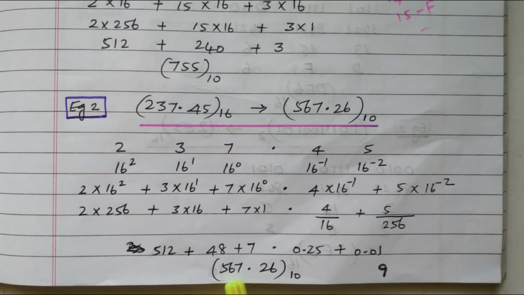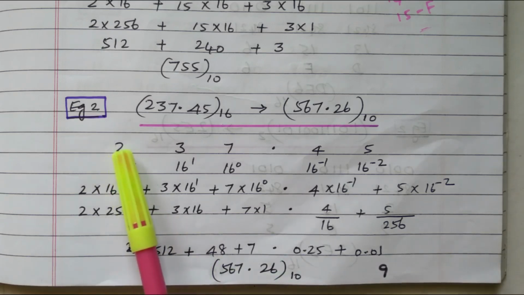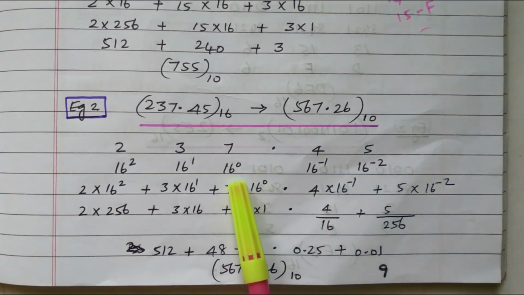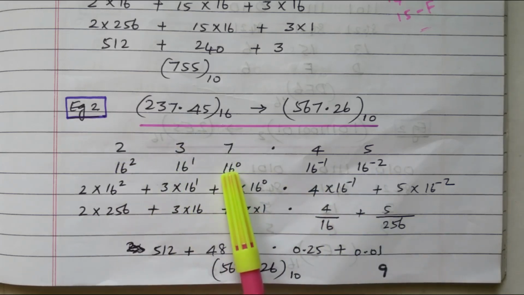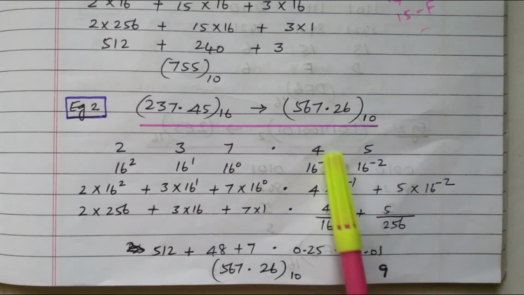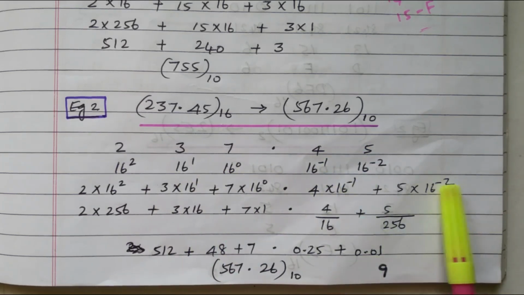The value is 567.26. So how are we doing this? The hexadecimal digits are written separately, each and every digit, and multiplied by the weightage, 16 power 0. Start from here 0, 1, 2, and on that side minus 1, minus 2. Then the corresponding values are multiplied and added, and on this side too. So finally we got this value.